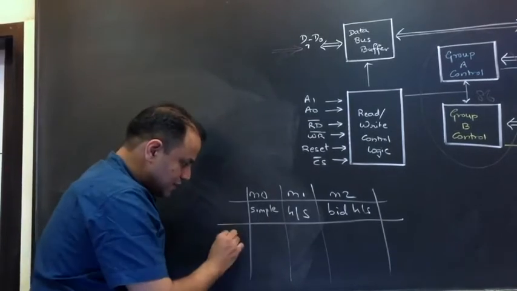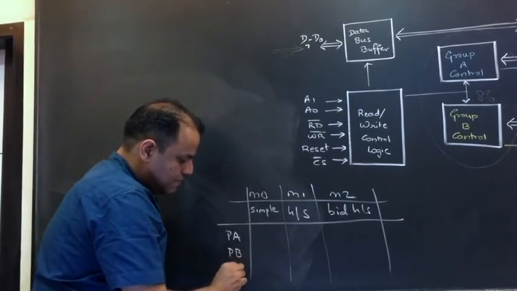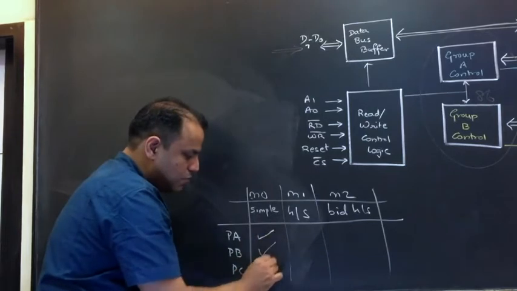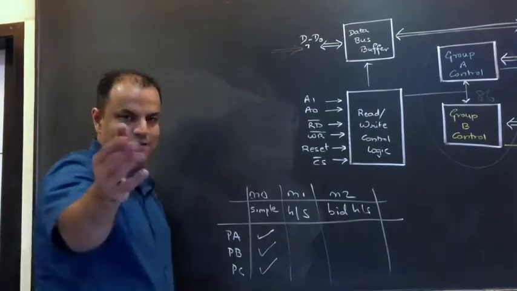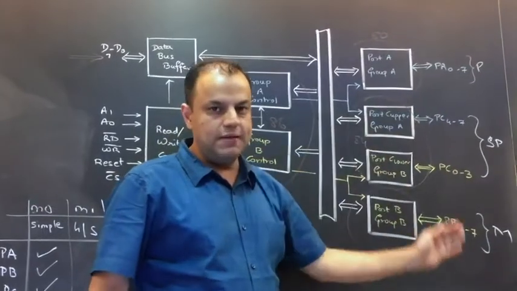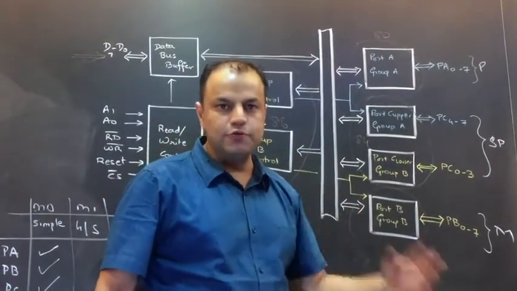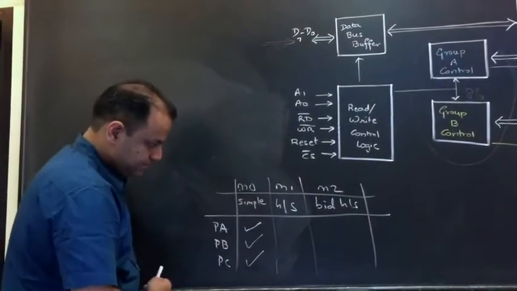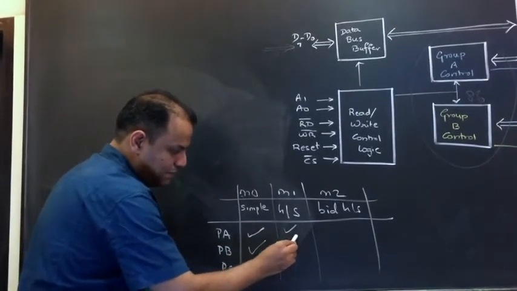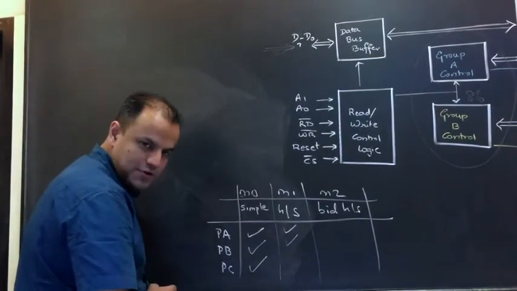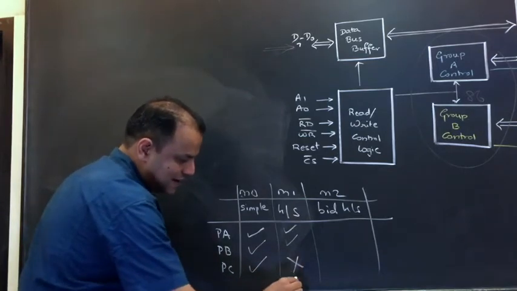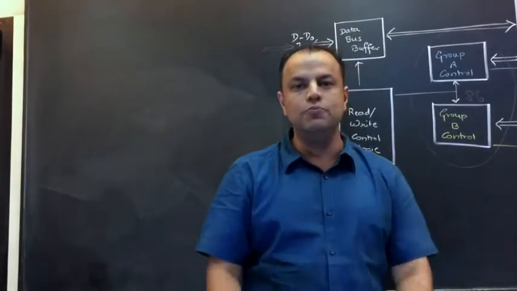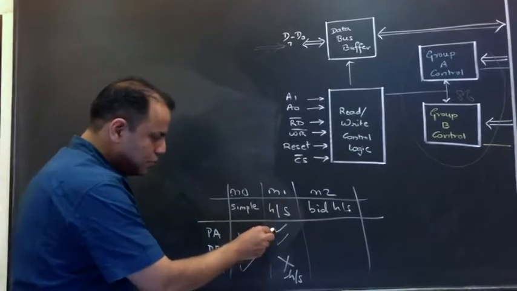Now, there are 3 ports: port A, port B, port C. If you are in mode 0 called simple IO, all 3 ports are allowed to transfer data. That means you can connect a device on port A, port B and port C, each one of them, and transfer data. They are all available for data transfer. That is in mode 0. In mode 1, only port A and port B are allowed to transfer data. Port C lines are sacrificed, they are lost to perform handshaking. Okay? Only port A, port B can transfer data.